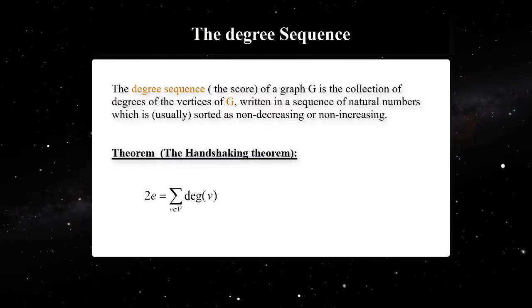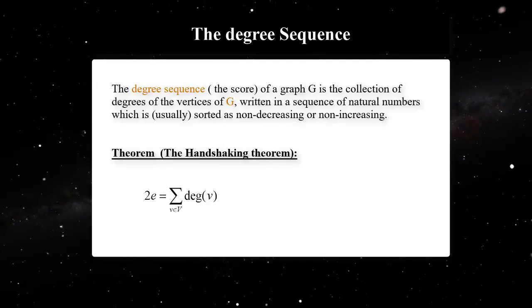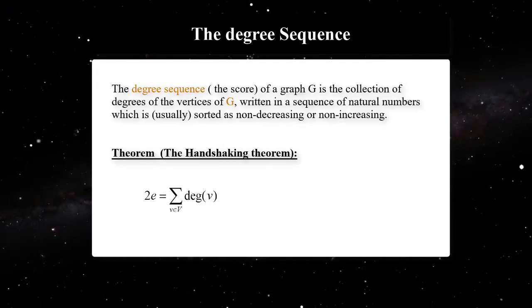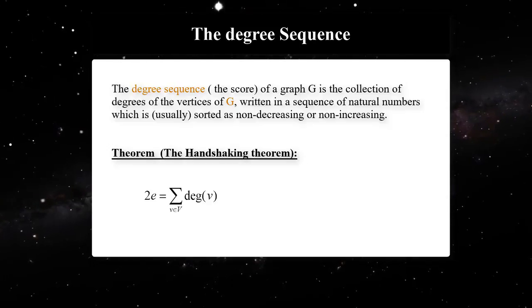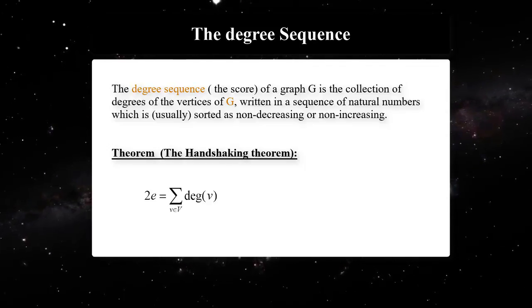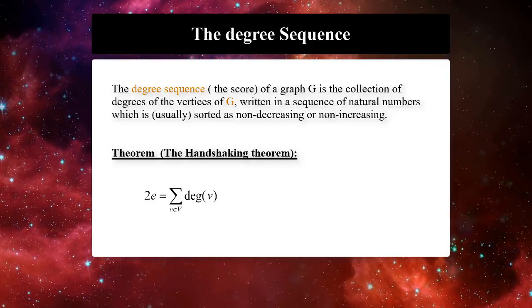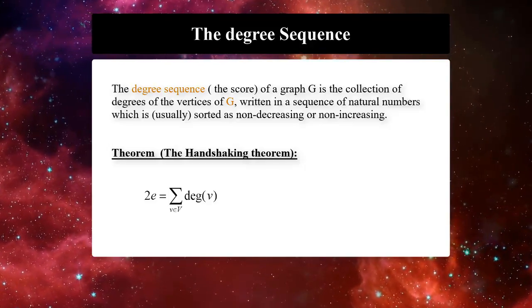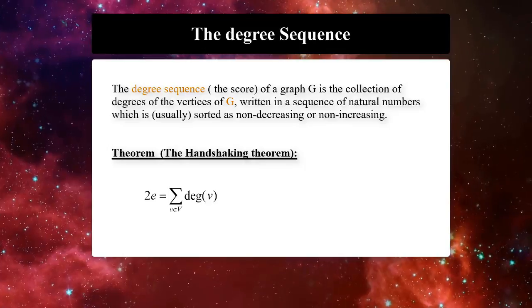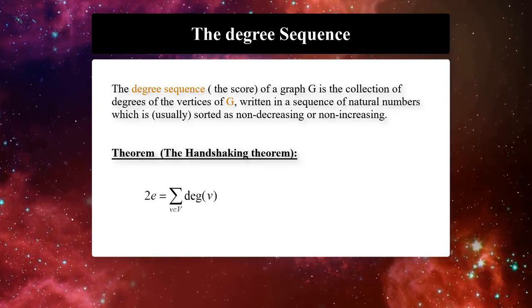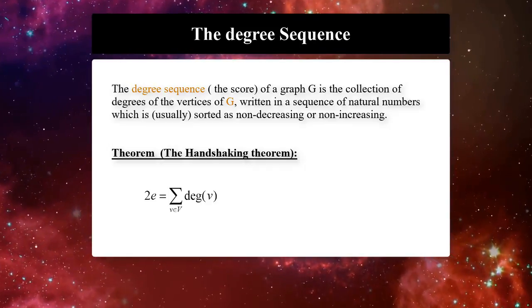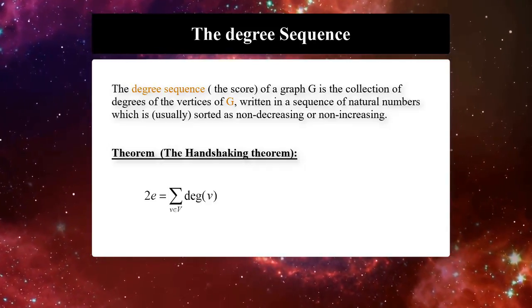If we write the degrees of the vertices of a graph as a sequence of natural numbers, then we have the degree sequence or the score of the graph. In abstract graphs, their vertices usually have no names, and so we have to somehow sort their degree sequence. The particular order is not important. If you know the degree sequence of a graph, what can you say about the number of edges in the graph?